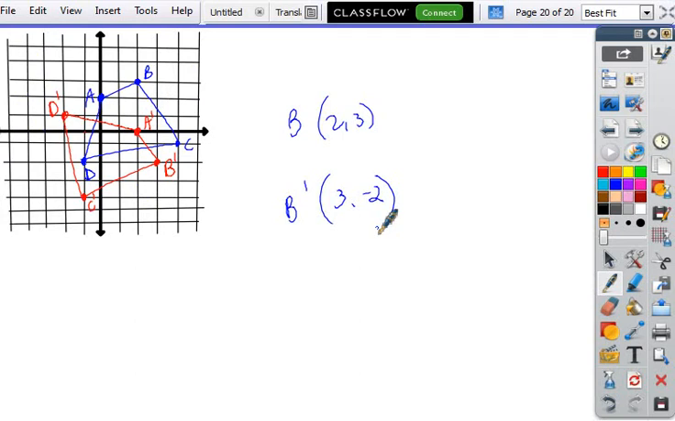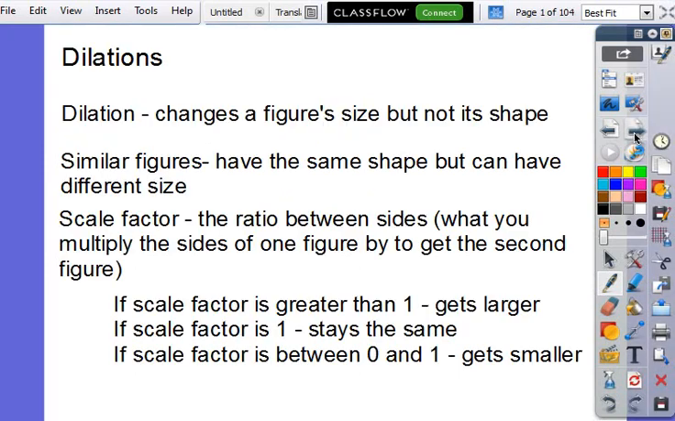All right, for dilation, what do we do? It's the change in the size. It changes the size, but the shape stays the same. So if it's a triangle, it's still going to be a triangle. If it's a square, it's still going to be a square. It's just bigger or smaller.